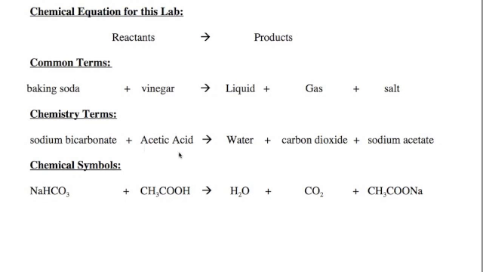Sodium bicarbonate plus acetic acid yields, and it turns out it actually makes water, carbon dioxide, these are the bubbles, and sodium acetate. In chemistry symbols, NaHCO3 plus CH3COOH. This is baking soda: sodium, and this second part is the bicarbonate. Vinegar, acetic acid: what makes it an acid is this hydrogen right here. And this part is called acetate, the CH3COO.